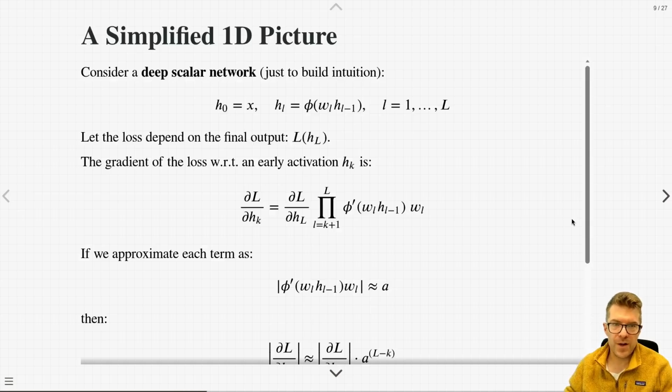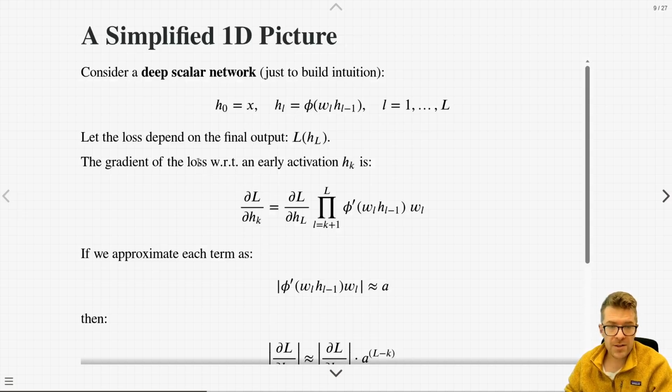So here's another simplified one-dimensional picture just to make it clear in our heads. We have another deep scalar network just to help with intuition. We actually walked through this in a previous module, so I'm not going to spend too long on it. Here we have just a simple variable x, so our hidden variable is going to be h sub 0 initially. We have this linear transformation, no bias, passed through an activation function phi, giving us our hidden layer at layer L and so on. And then we have a loss at our final output.